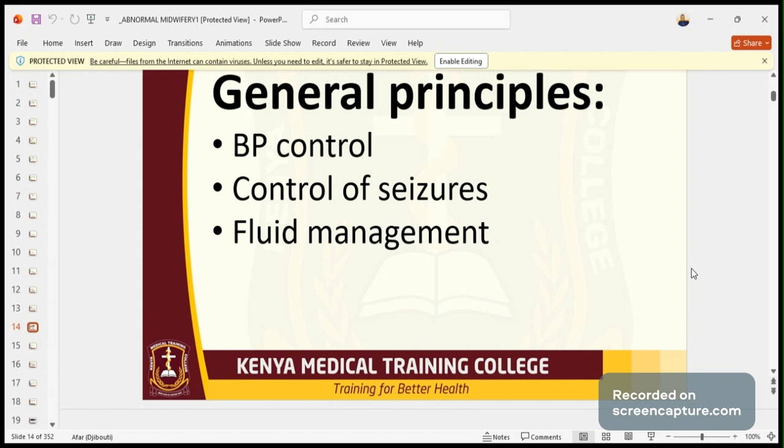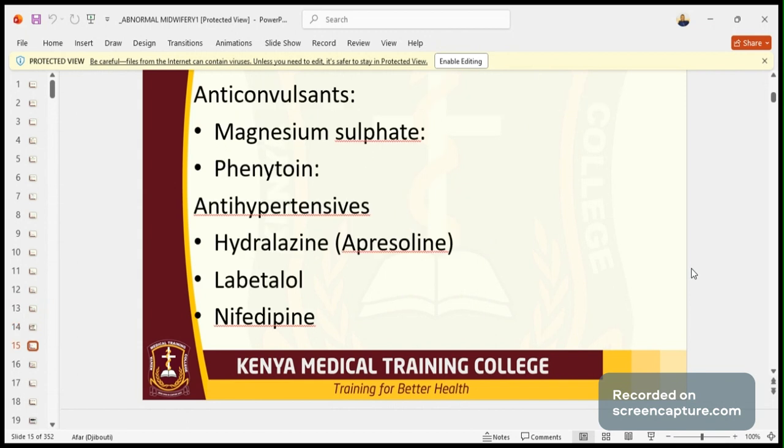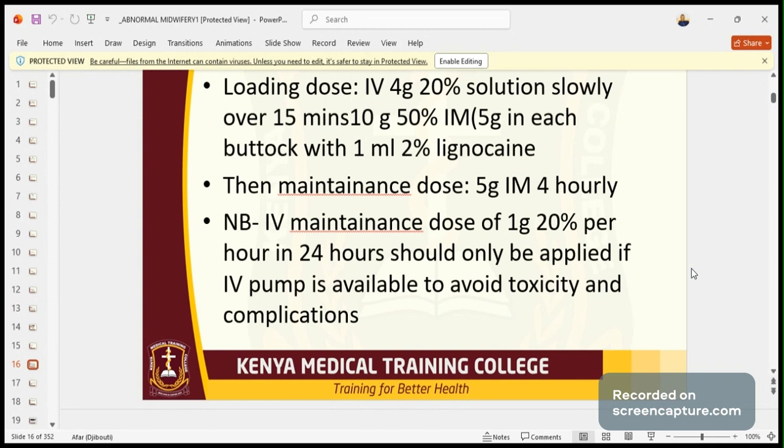So the general principle: normally we manage the BP, then we control the seizures, and then we give fluids, okay. First, as anticonvulsant, magnesium sulfate is used, and phenytoin, because diazepam and many others, sodium valproate, are contraindicated in pregnancy. So magnesium sulfate and phenytoin are used as anticonvulsants. Antihypertensives like hydralazine, labetalol, and nifedipine are also used. Get to know the dosage, okay? Normally, as a nurse, you follow the treatment sheet, so the doctors will always prescribe for you.